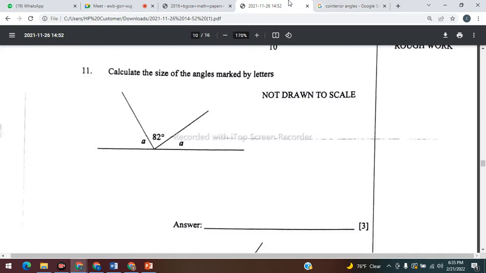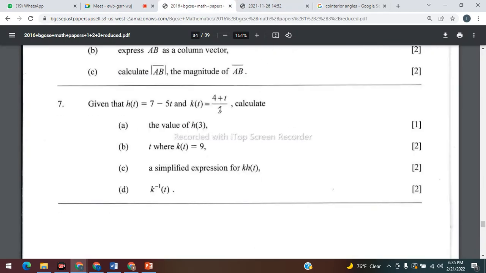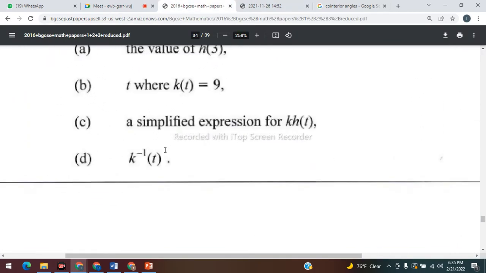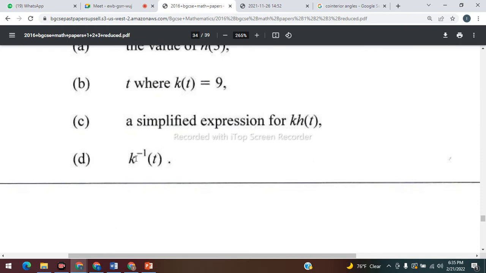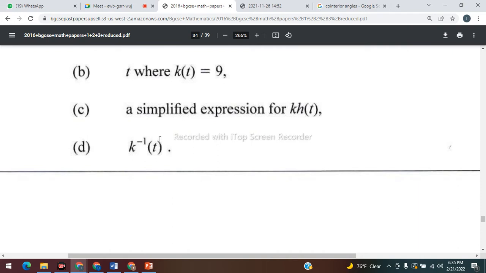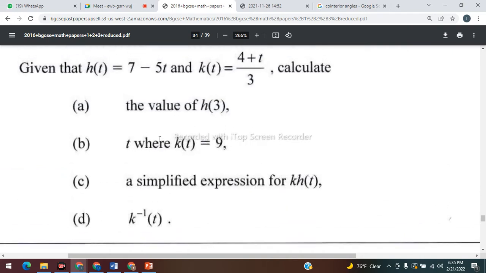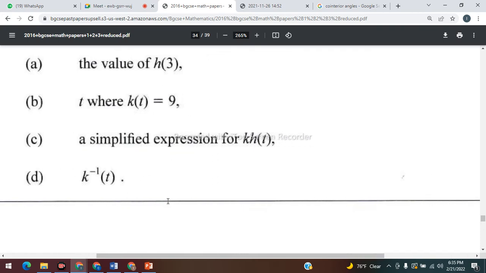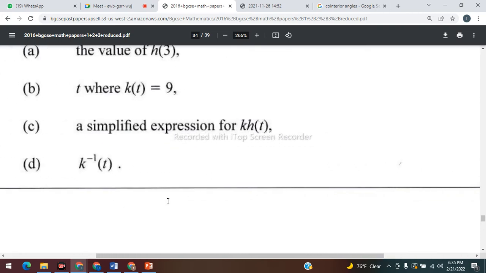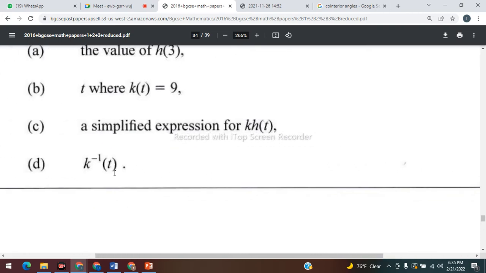All right, so we didn't do the inverse, okay? So we say K inverse. So this is K inverse. You have to figure out what is K inverse of T. All right, so that's the idea here. K inverse of T.